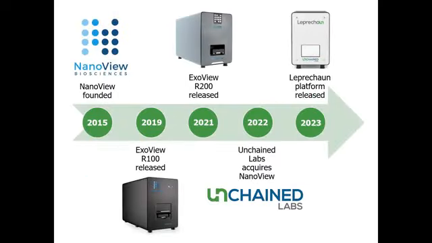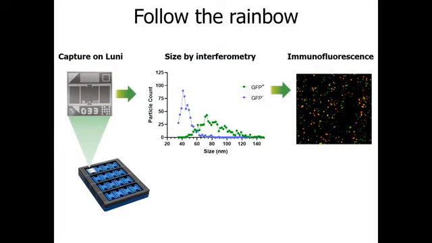Based on the same technology that underpinned its predecessors, the ExoView R100 and R200, Leprechaun adds improved small particle sizing capabilities to ensure you see even the smallest EVs, along with beefed up, more user-friendly software. So how does it all work?